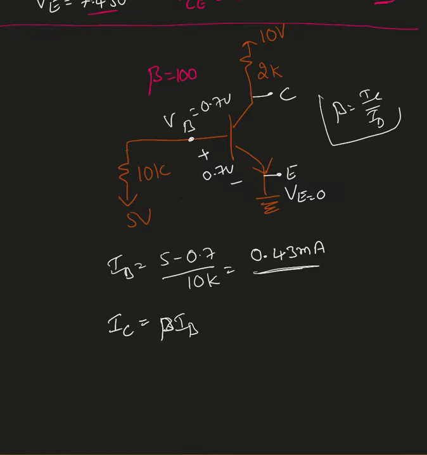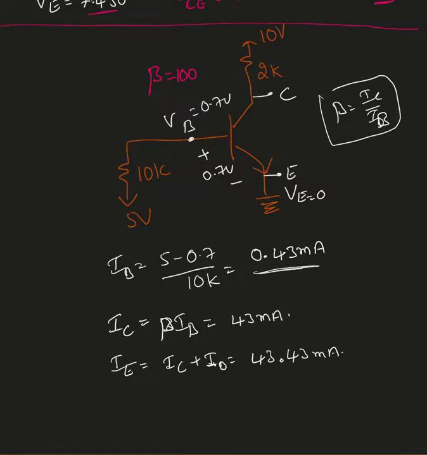You need to remember this formula, IC over IB. Now beta times IB is nothing but 100 times 0.43, so that's 43 milliampere. That's a huge amount of current. Now IE must be IC plus IB. It's going to be 43 milli plus 0.43, so it's going to be 43.43 milliampere.